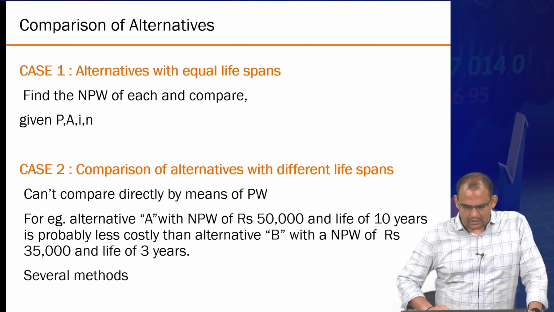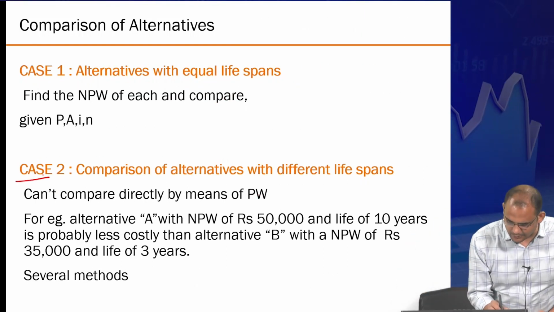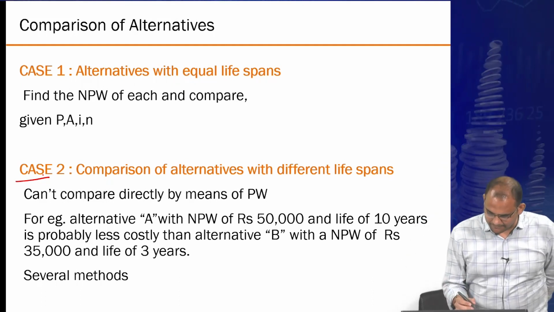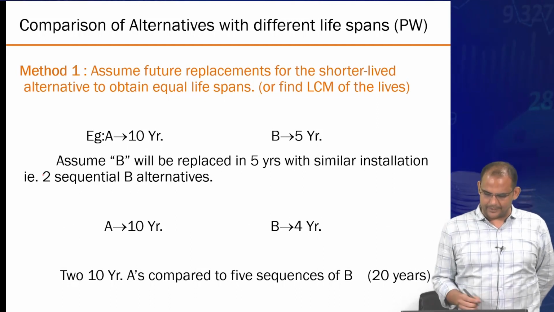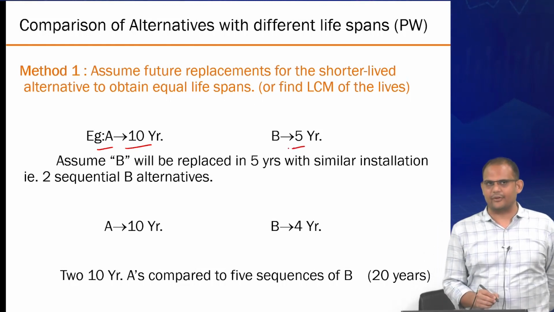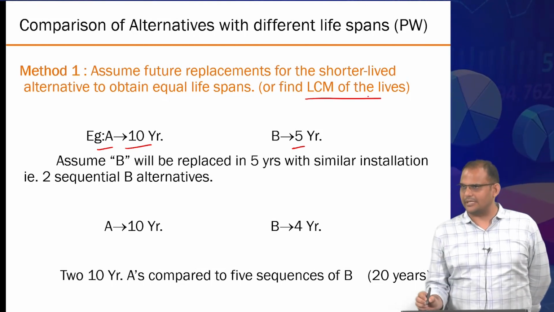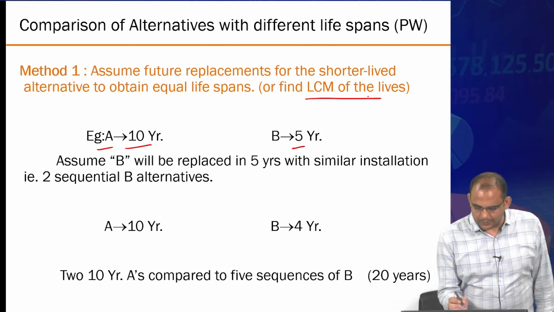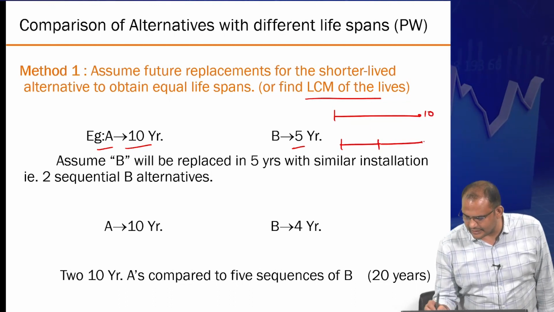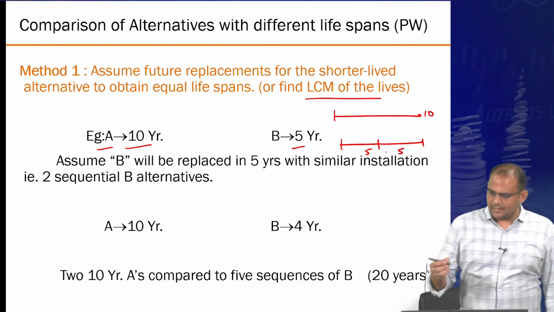Okay, all right. So we were considering case 2, where the alternatives have different service lives, right? So the first example was this one. Let's say A has 10 years of life and B has 5 years of useful life. The first method that I told you was to take the LCM of the lives, right? So you will do the analysis assuming that A is used for 10 years, and you will assume 2 cycles of B, 5 years each. This is what we were dealing with.